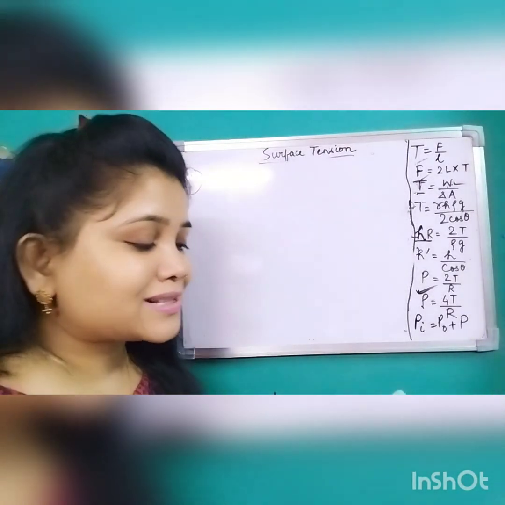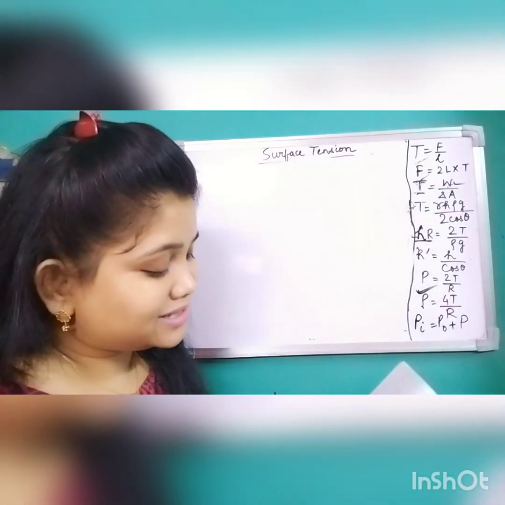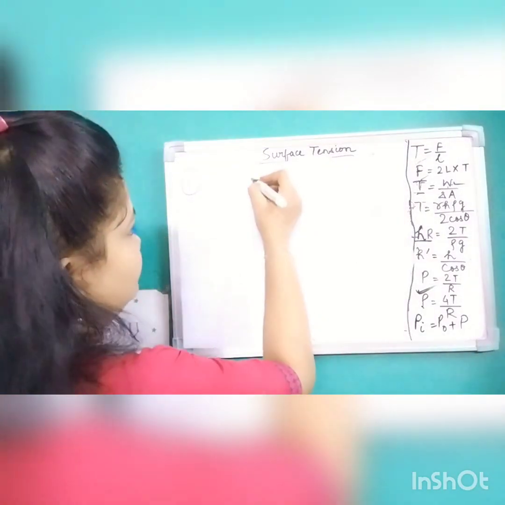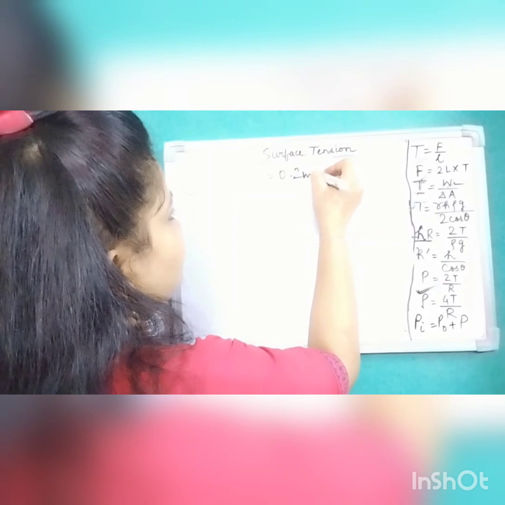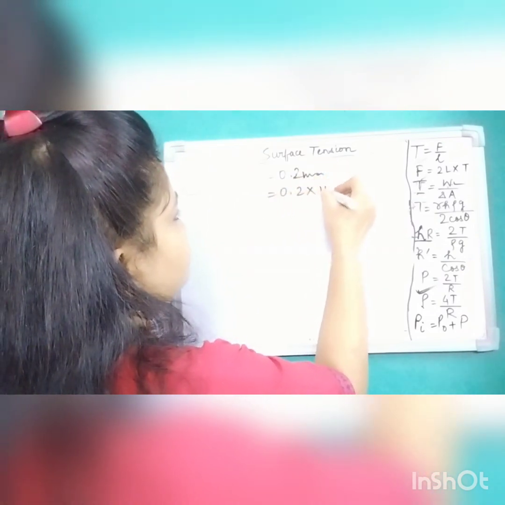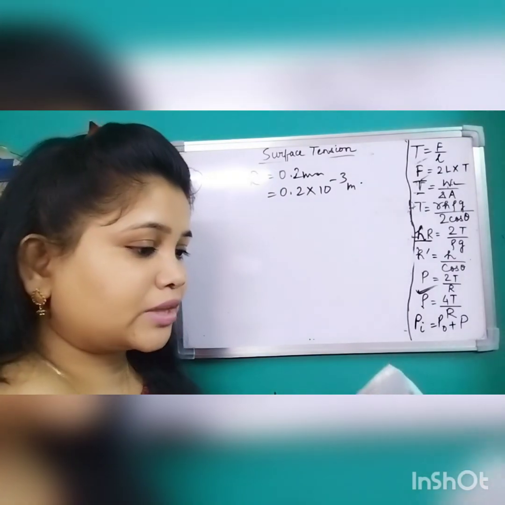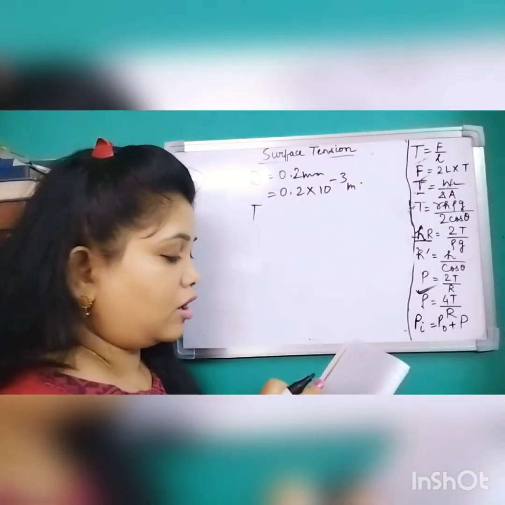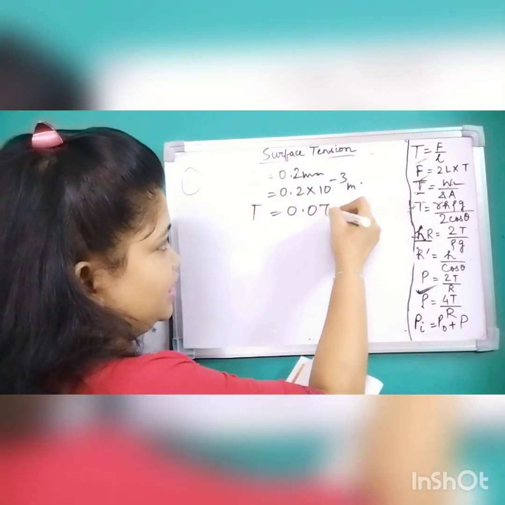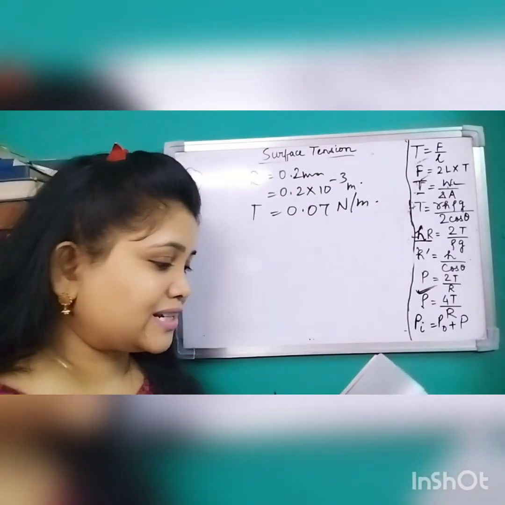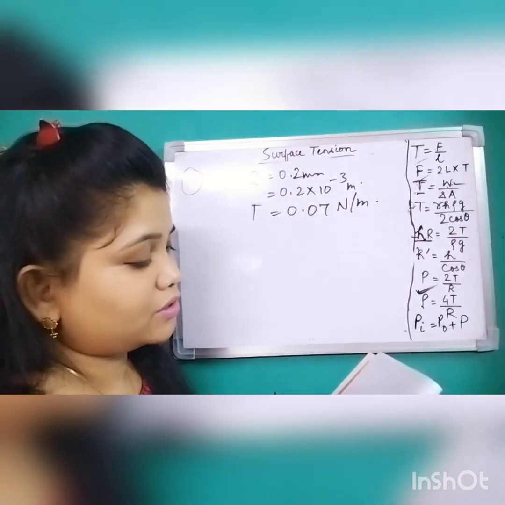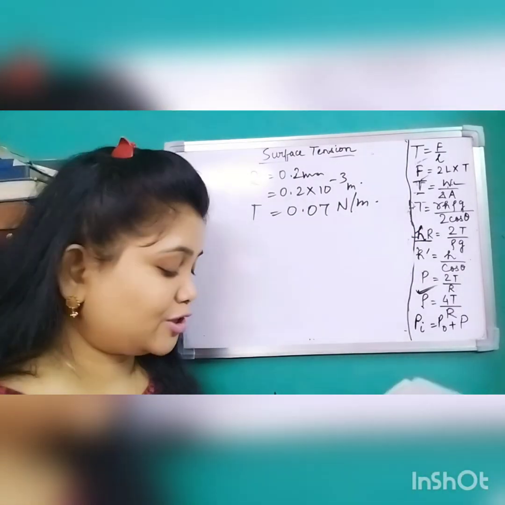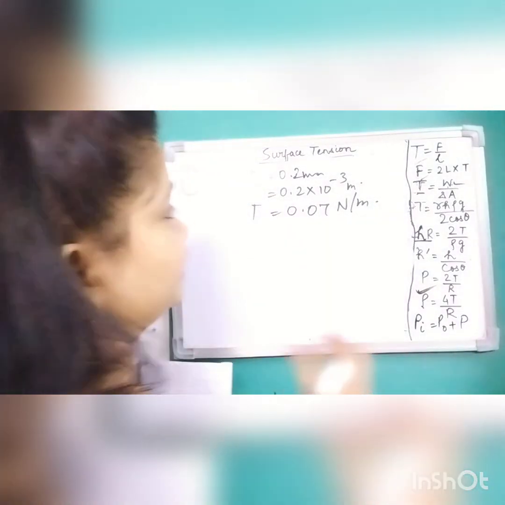What would be the excess pressure above atmosphere inside an air bubble of 0.2 millimeter radius? That means R is given as 0.2 millimeter, which is 0.2 into 10 to the power minus 3 meter. I have just converted it. The bubble is situated just below the surface of water. The surface tension of water is given as 0.07 Newton per meter. Express the excess pressure in terms of the height of Mercury column. That we will do afterwards.